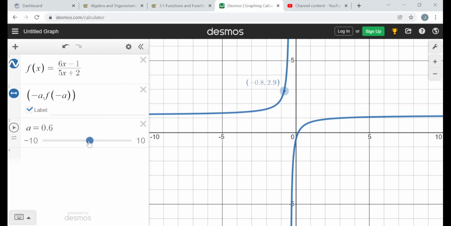When a was 0, I said it should be at negative half. Negative half for the output, 0.0 negative half. And when a is 2, the input will be negative 2, and output will be f of negative 2, which would be 1.625. Looks like 1 3/8.